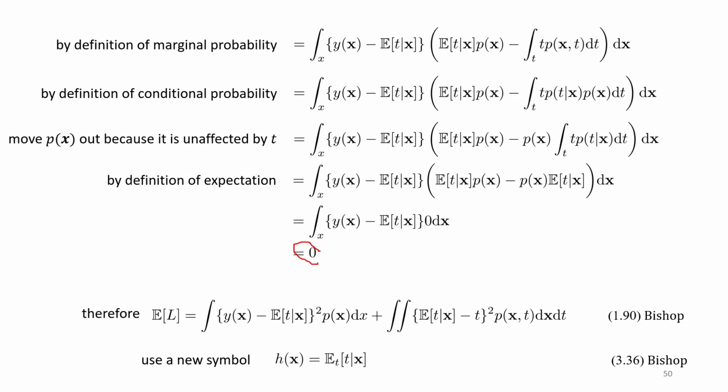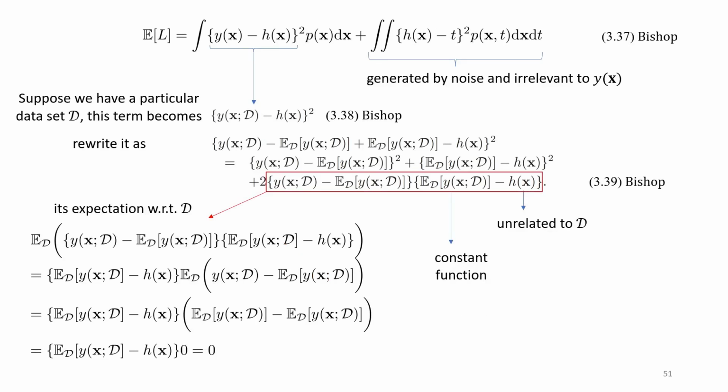It is the square of the first term, it is the loss, and the double integral of the squared term of the loss. So here if we use a new symbol, h(x) is the expectation of t, then we will get the expected loss will be the term y(x) minus h(x) squared, plus the double integral. Again, if we rewrite it as this term, we will find the central part is also 0.